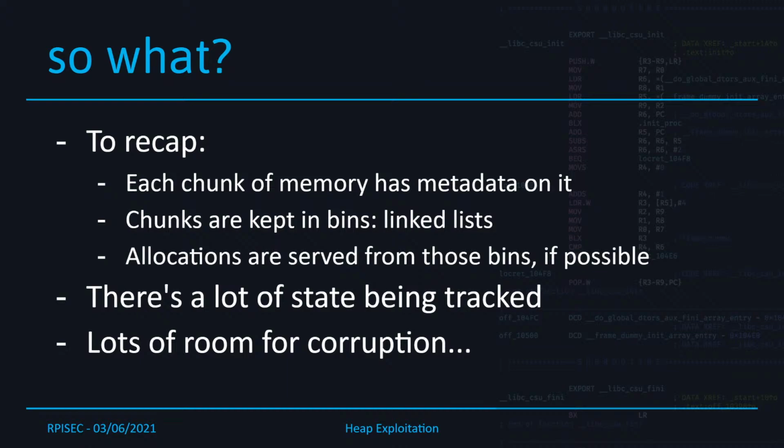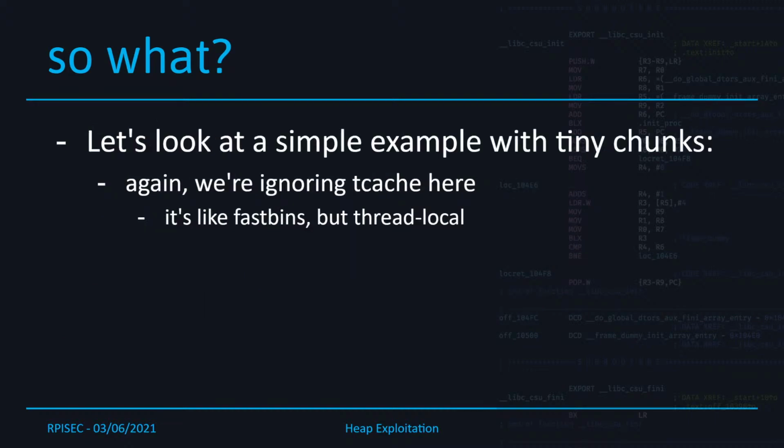So to recap, each chunk of memory, every time you malloc, has some metadata on it. Chunks are kept in bins, which are linked lists, and allocations are made from those bins if at all possible. So there's a lot of state being tracked here, a lot of linked lists. And the mind kind of wanders to, well, that's a lot of room for corruption. And indeed, a lot of things can go wrong on the heap.